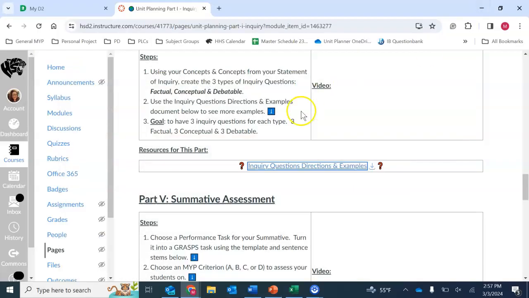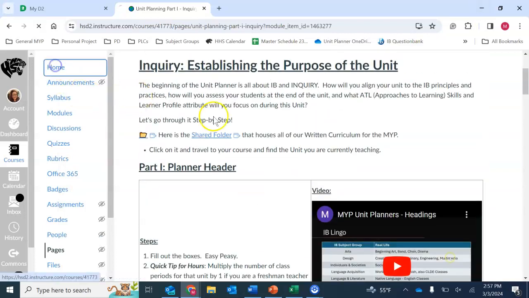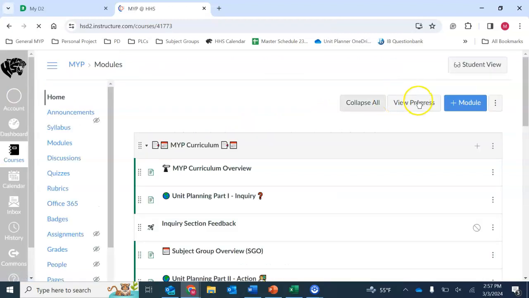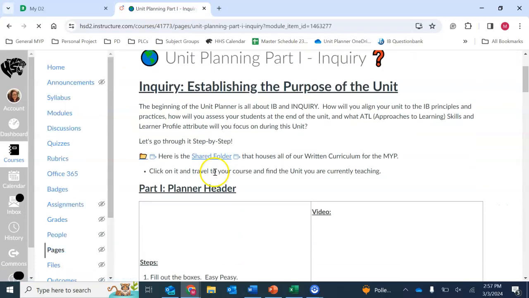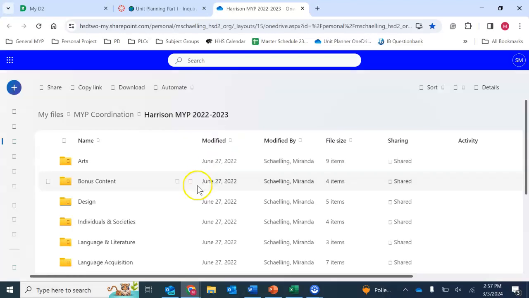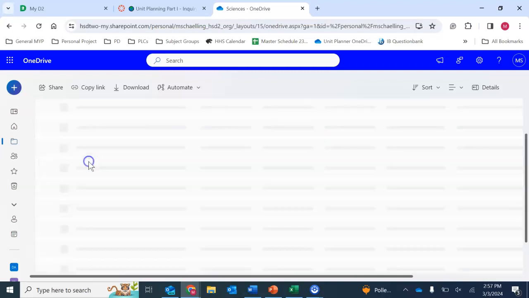Alright, so let's go ahead and pick up where we left off. When you get to your Canvas course here, we're in Unit Planning Part 1 Inquiry, and we want to pull up our unit from the OneDrive. I have been working with a Sciences unit planner from my days of teaching biology. So here's my practice one.